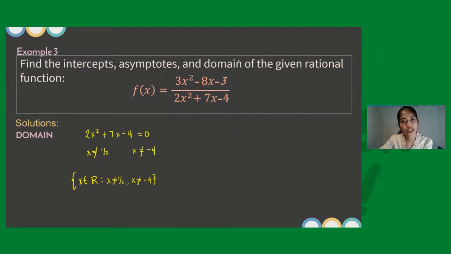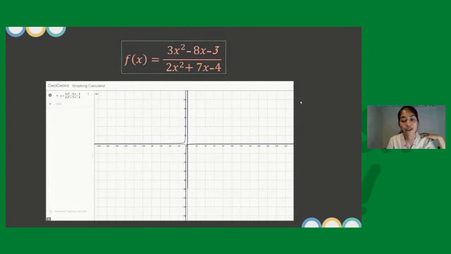Ayan, kung napansin nyo, hindi natin sinama dito yung range. Because when we get the inverse function of this one, mahaba yung magiging process. Parang kailangan na ng calculus to solve that. So we are going to get the domain or the range by simply plotting its graph.